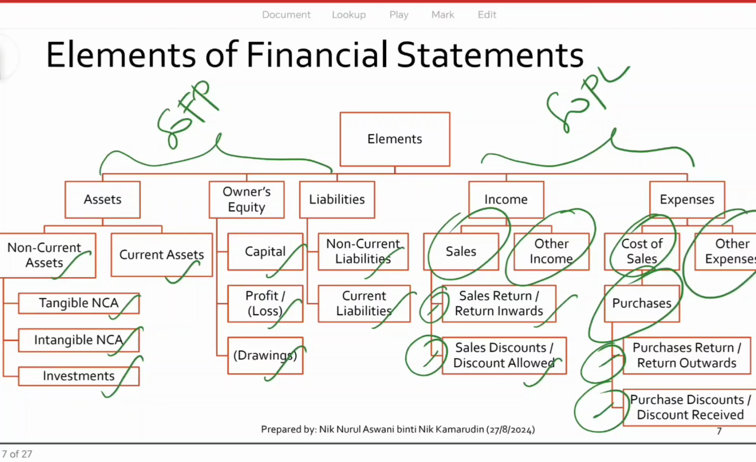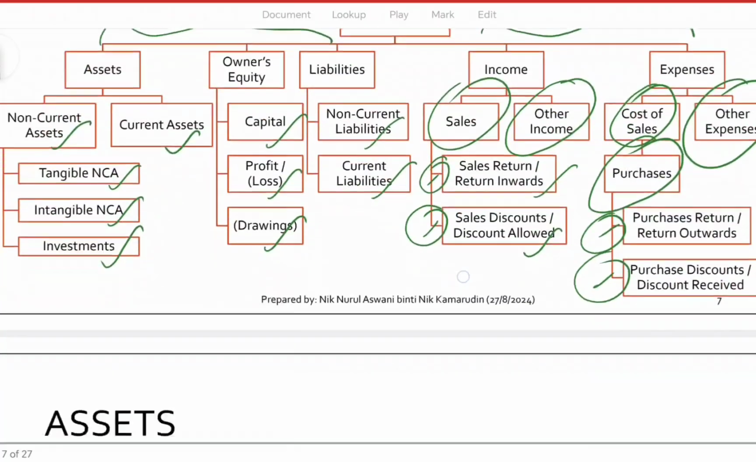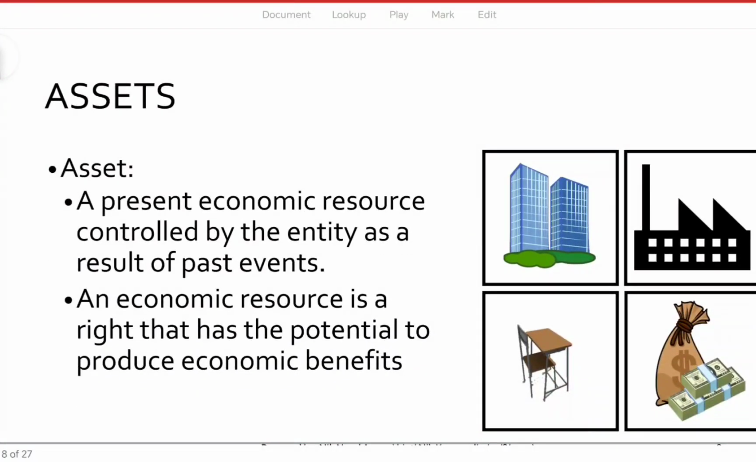These expenses vary from one business to another depending on their business activities and business nature. All right, so let's look at the definition of asset. An asset is a present economic resource, meaning something that you currently own at the moment, controlled by the entity. Controlled by the entity means that you own the thing.